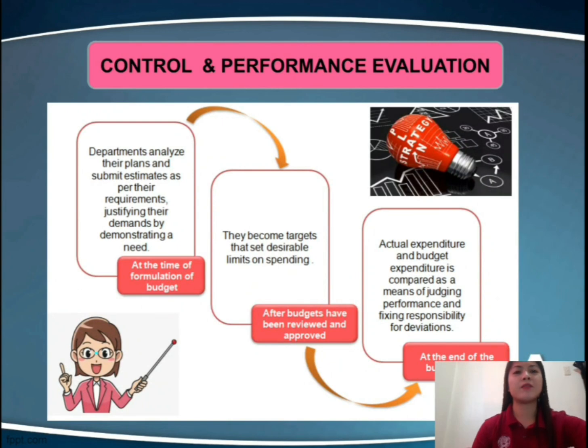Control and performance evaluation. Departments analyze their plans and submit estimates as per the requirements, justifying their demands by demonstrating a need at the time of formulation of budget. They become targets that set desirable limits on spending after budgets have been reviewed and approved. Actual expenditure and budget expenditure is compared as a means of judging performance and fixing responsibility for deviation at the end of the budget period.